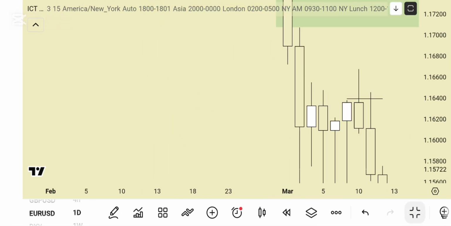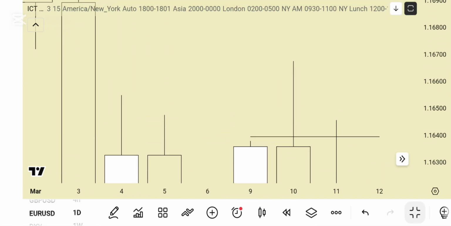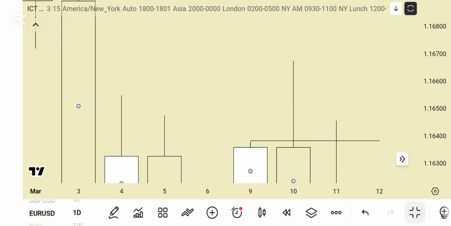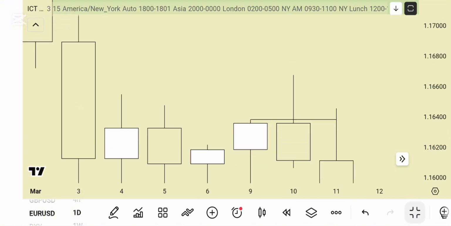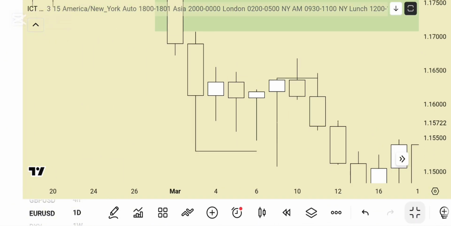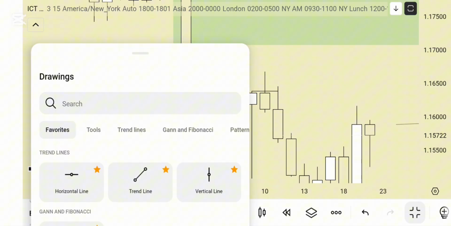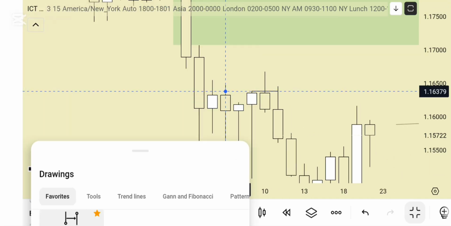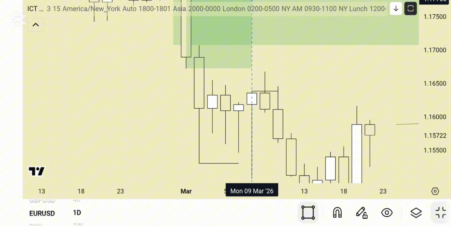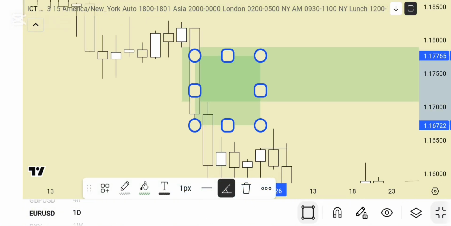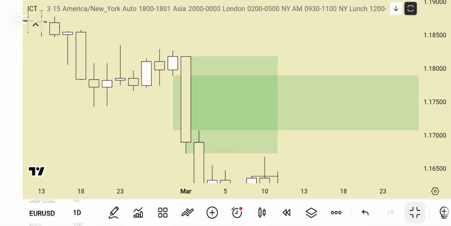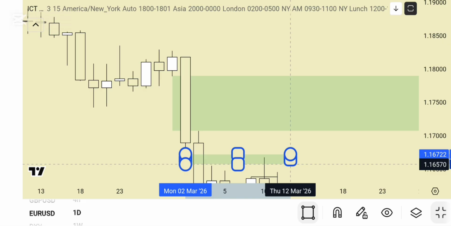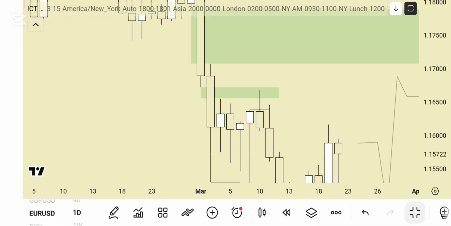Tuesday gave us a soup, and from the look, Tuesday gave us open, high, low, close. Not open, low, high, close, right? Reacting from a key level. This is a key level. Okay? This is a key level.